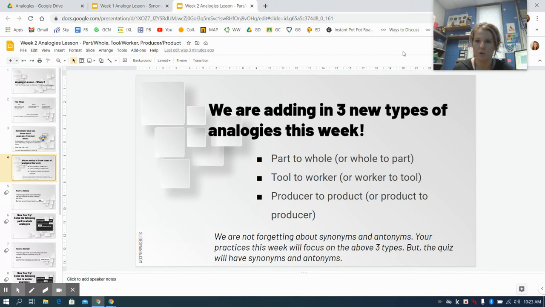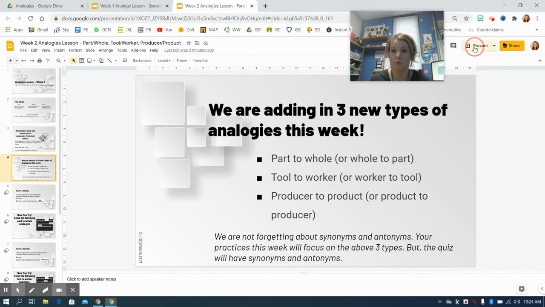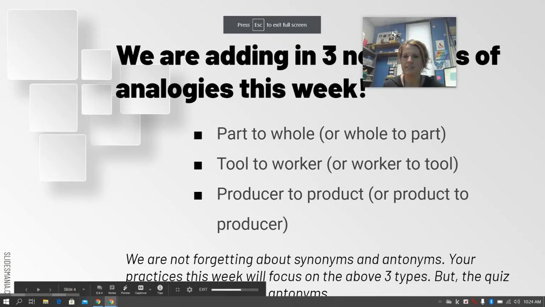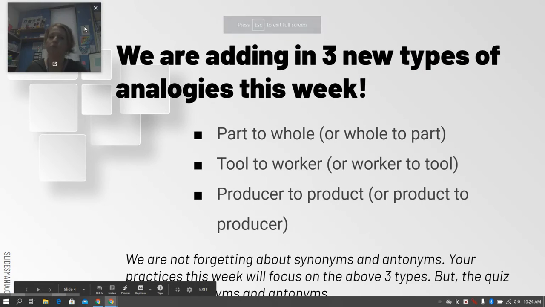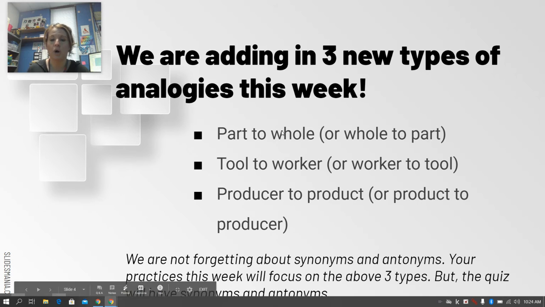This week, I'm going to go back to present so you guys can see things better. This week, we are adding in 3 new types of analogies. So we're going to go part to whole, or they can go whole to part. They can be like backwards. Tool to worker, or producer to product.